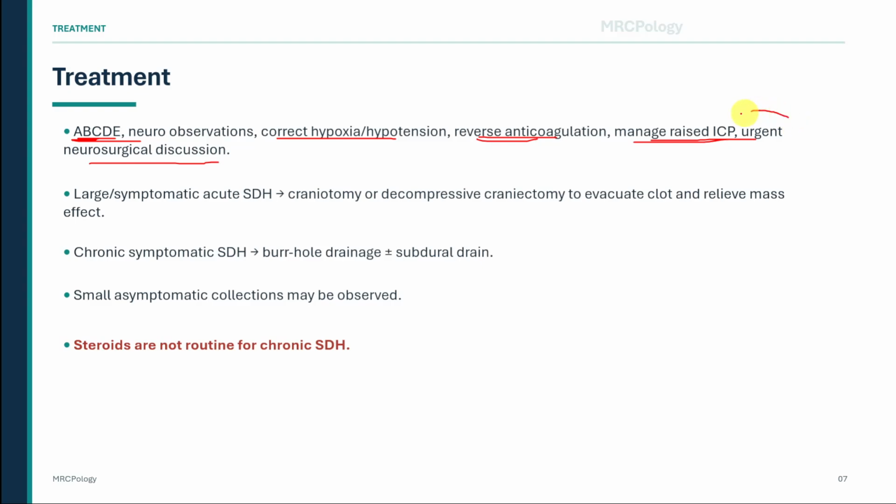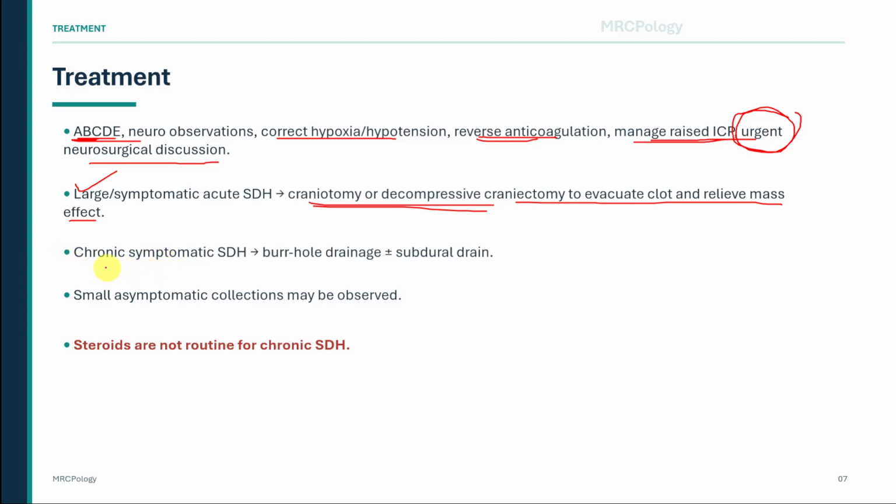Large or symptomatic acute subdural hemorrhage usually needs urgent neurosurgical evacuation. This may be by craniotomy or decompressive craniectomy, depending on the clot, mass effect, cerebral swelling, and clinical condition. The aim is to remove the clot and relieve pressure on the brain.